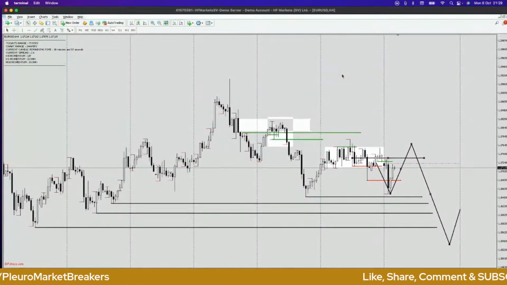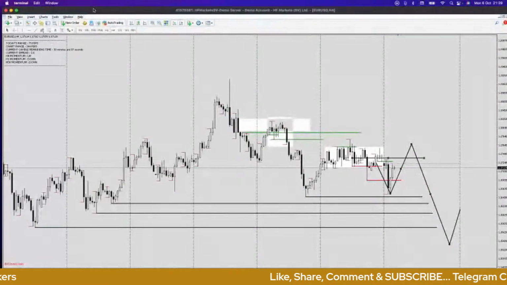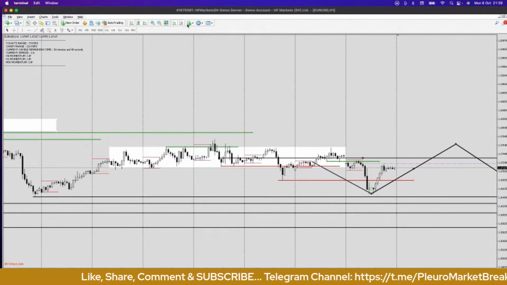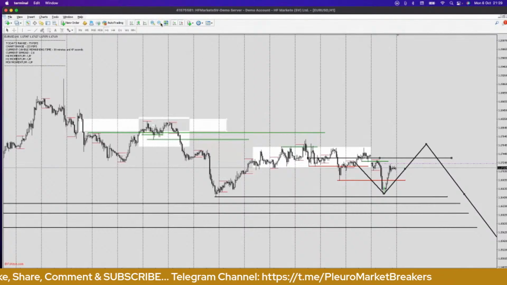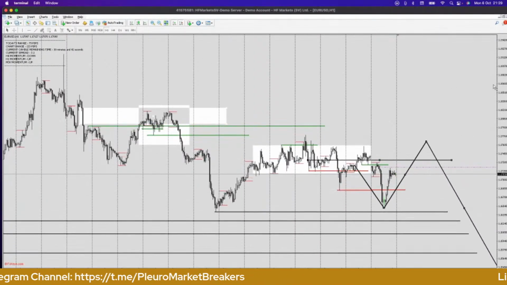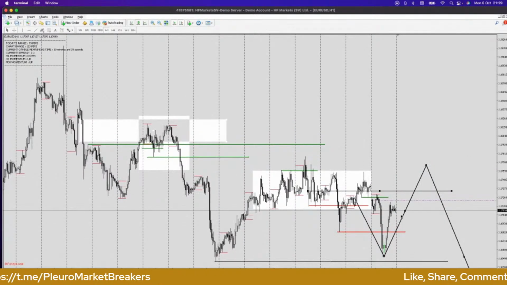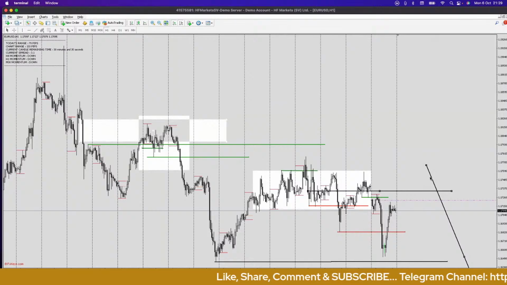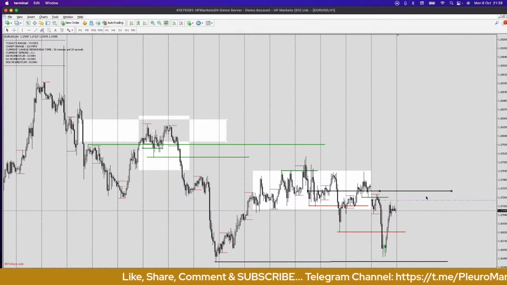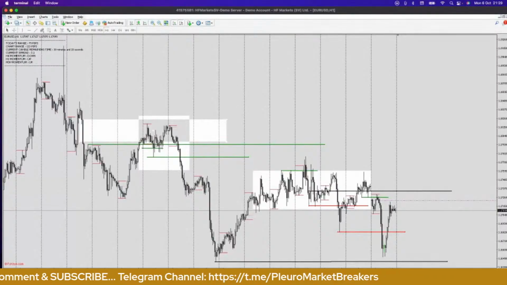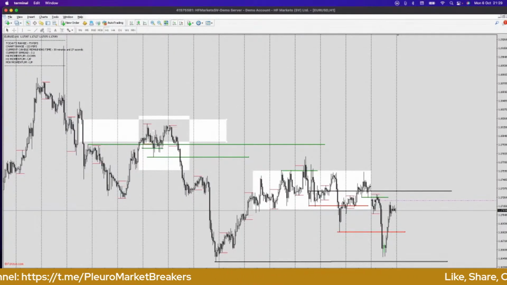How am I going to know it's playing out? Well, on 1 hour chart, so I'm still going to leave that line in. That's the middle of the consolidation. That's the opening of the week.